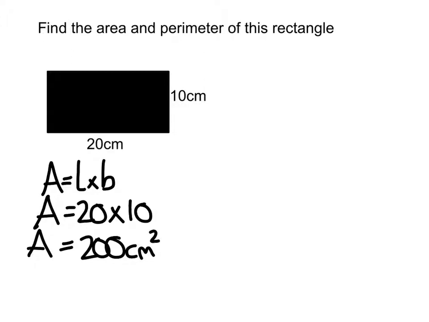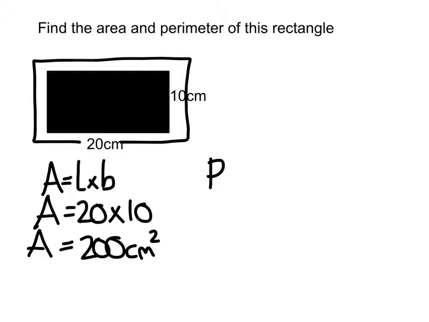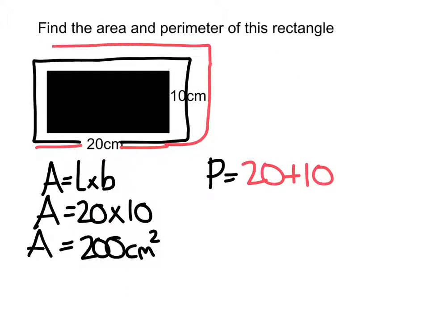Now, the second part was the perimeter. Now, the perimeter is the distance it takes to go around the outside of a shape. So it's all of those sides adding up together. So first side, we've got a 20. That's my first side. And then I would then add on a 10. And then I would add on another 20. And finally, I'd add on a last 10.